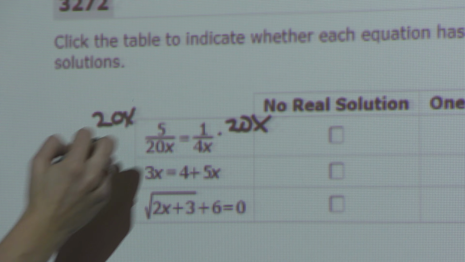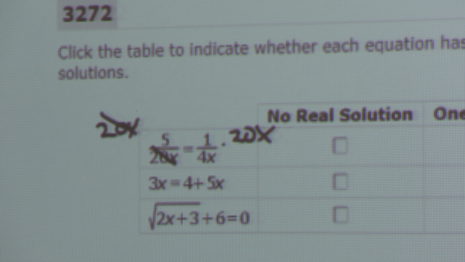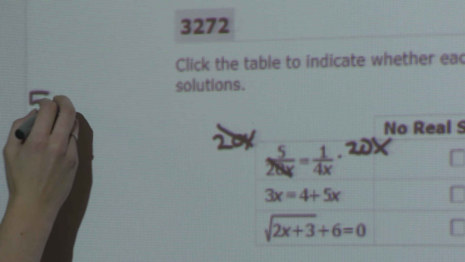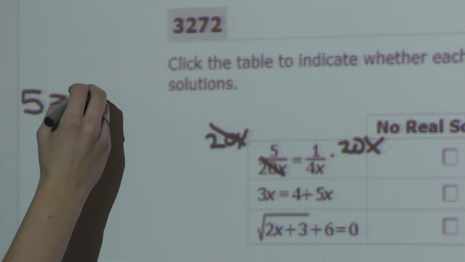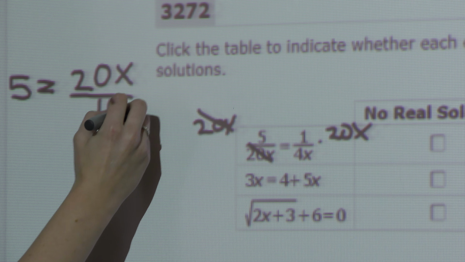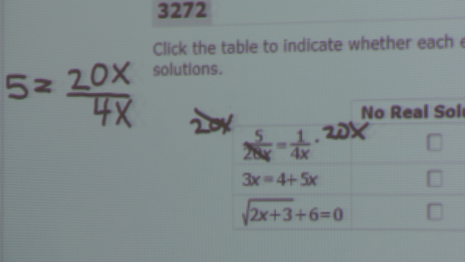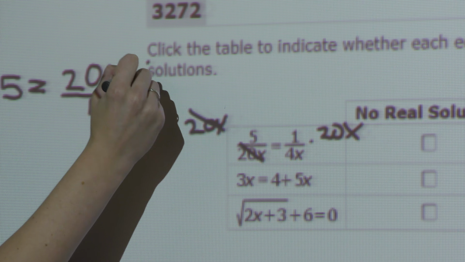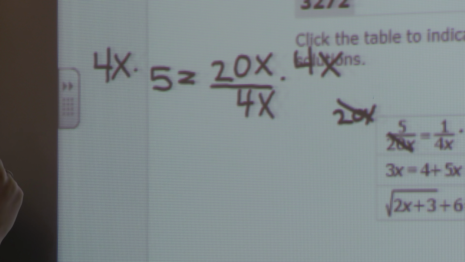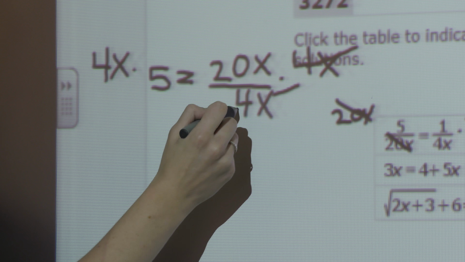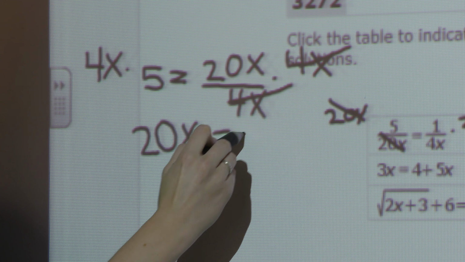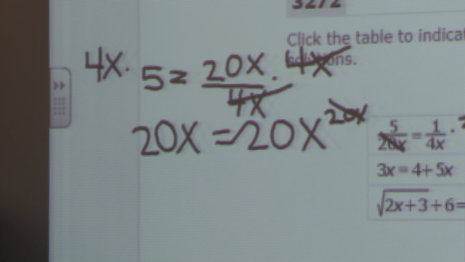Oh, okay, so if I do it here, this will cancel out. Yes. So right now what I have is 5 equals 20x over 4x. And I want to get rid of this fraction too, so could I multiply this by 4x? You certainly could, as long as you do it to both sides. So this will cancel out. Yes. So I would have 20x equals 20x.